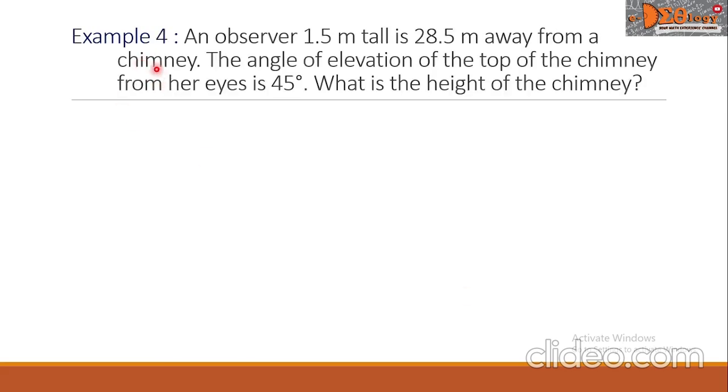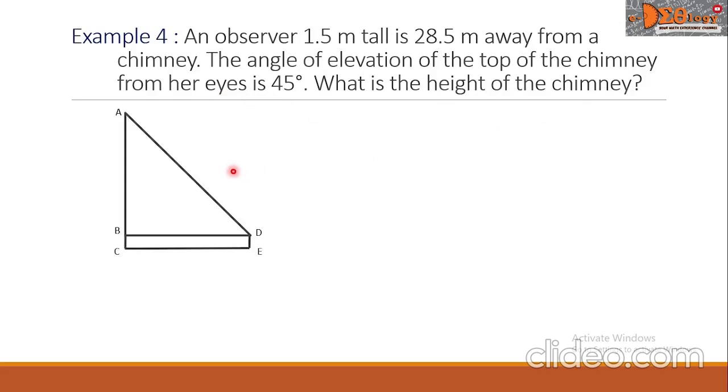Example 4. An observer 1.5 meters tall is 28.5 meters away from a chimney. The angle of elevation of the top of the chimney from her eyes is 45 degrees. What is the height of the chimney?